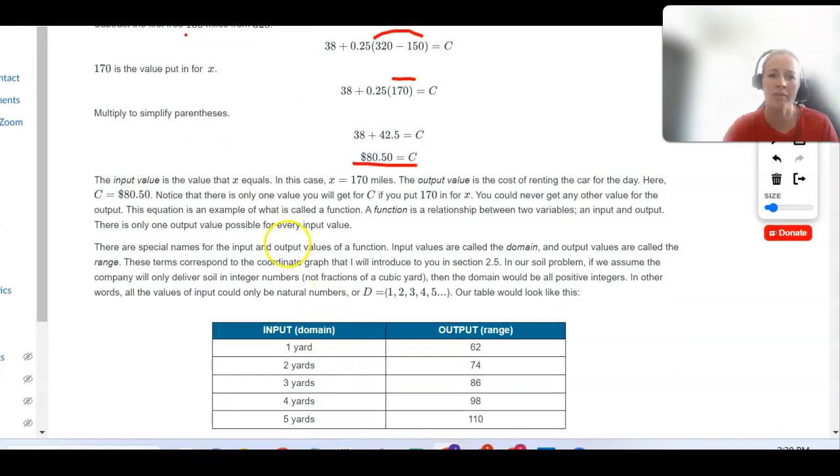So there are special names for the input and output values, like we've already mentioned. The input values are called the domain, also the x values. The output values are called the range. And these terms correspond to a graph we'll look at below.